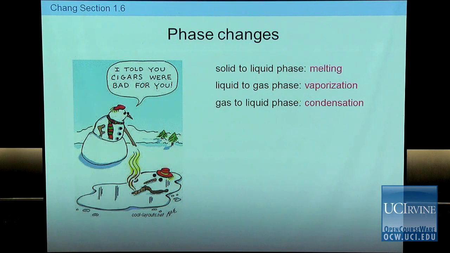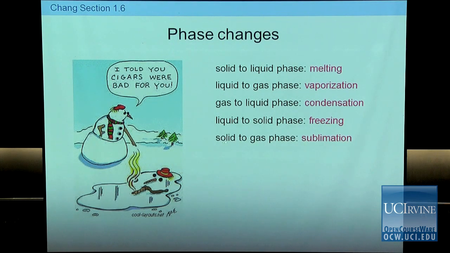Gas to the liquid phase is called condensation. You probably have heard of that. Liquid to the solid phase is called freezing. Same thing that happens with water. When it freezes, it goes from the liquid to the solid phase. And from the solid to the gas phase directly. So let's say a chunk of ice is directly changing into water vapor. That is called sublimation.